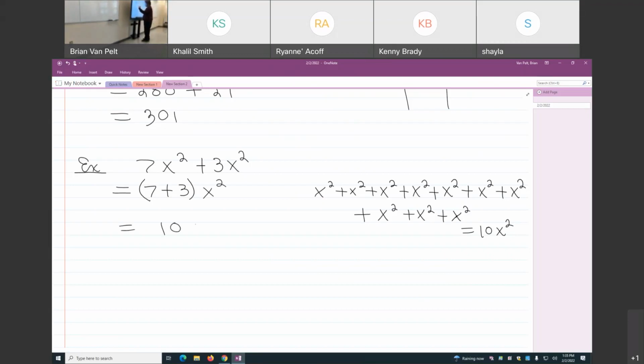And that's the beauty of this, is that you only have to look at the numbers. Anybody know what those numbers are called in front of the x? The x itself is called a variable. Right, the x is the variable. What do they call the numbers in front of them?